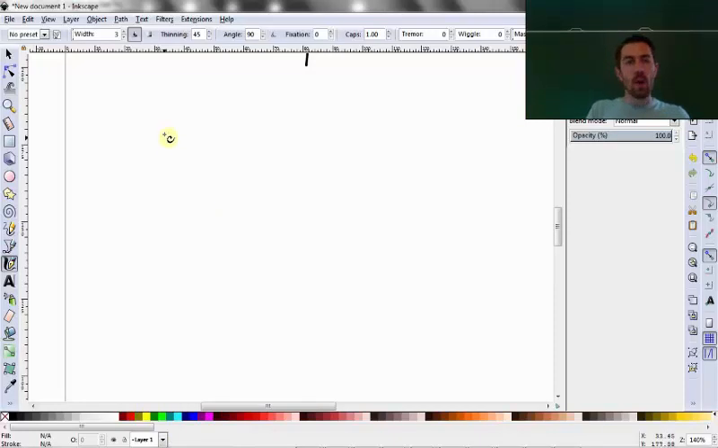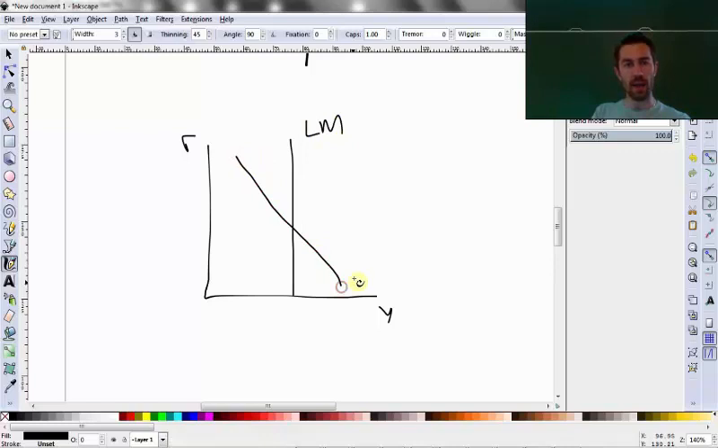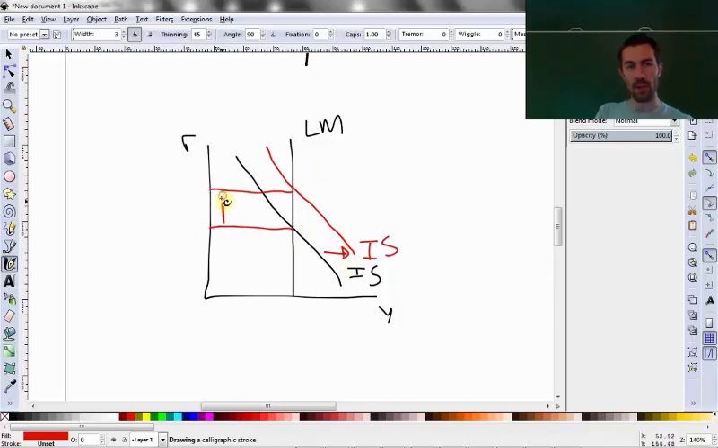Let's draw it quickly. When we have an ISLM setup, so we're plotting Y against R, we have a vertical LM curve, and we have a normal downward sloping IS curve. Okay? If we shift our IS curve because we have an expansionary fiscal policy, what happens? We don't have any change in output, but we have a change in interest rates. So any fiscal policy action is just totally crowded out.